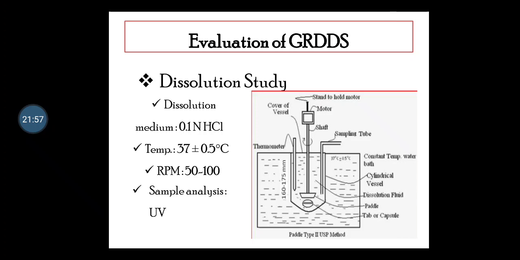The dissolution medium is 0.1 N HCl, which has a pH of 1.2, as is obviously present in your stomach. This medium is used for the determination of release, where you have to control the thermostat at 37 plus or minus 0.5 degrees Celsius and maintain the paddle speed around 50 to 100 revolutions per minute. The sample withdrawn from the dissolution apparatus is exposed to UV for the determination of drug content and absorbance.